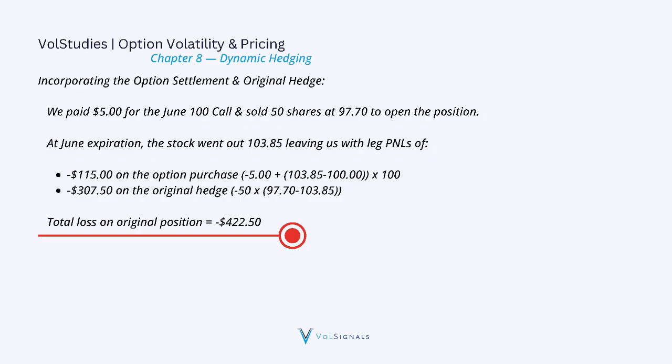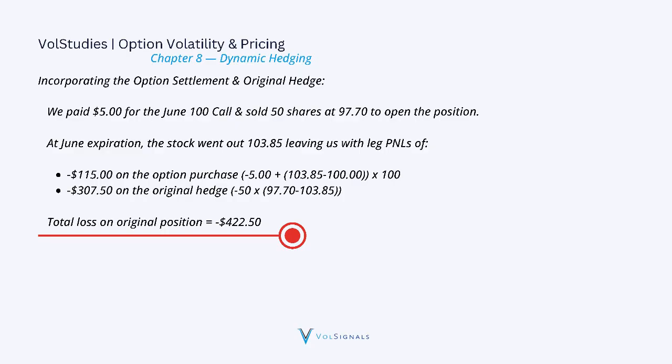So here, we paid $5 for the June 100 call and we sold 50 shares at 97.70 to open the position. At expiration, the stock went out at 103.85. That leaves us with an intrinsic value of $3.85 for the call itself, but of course, we paid $5 for it. So net, there's a loss here of $115 when you take into account that option multiplier of 100.